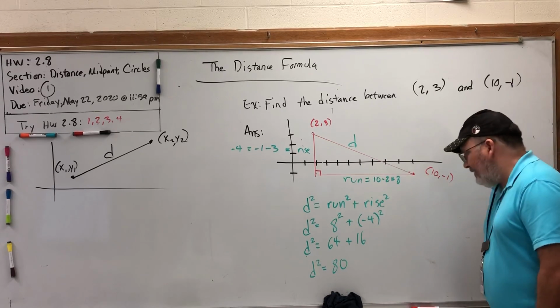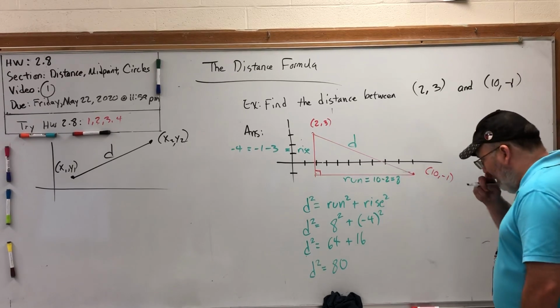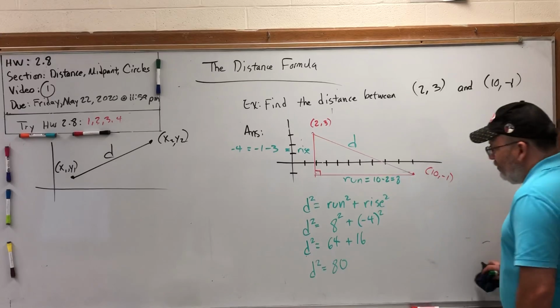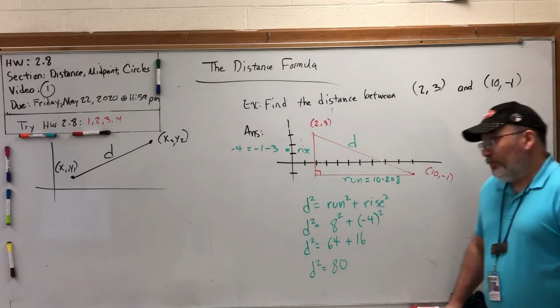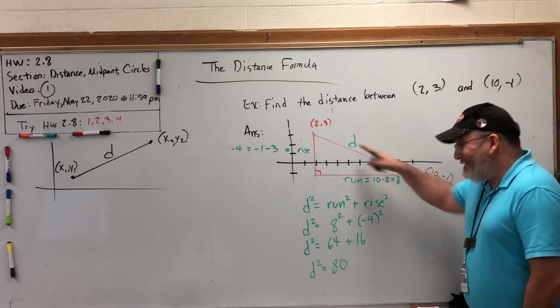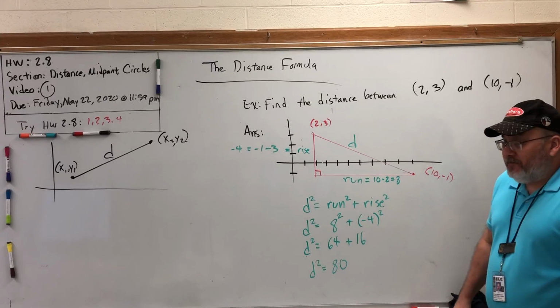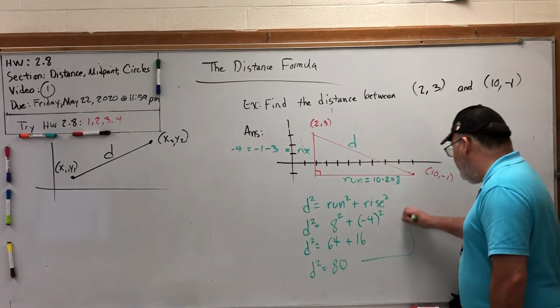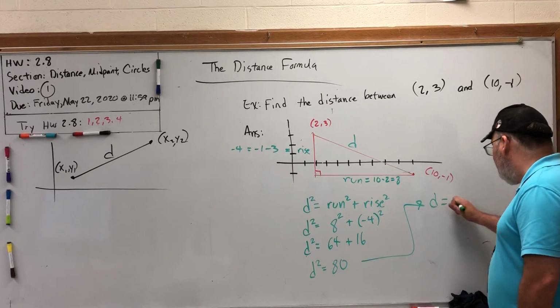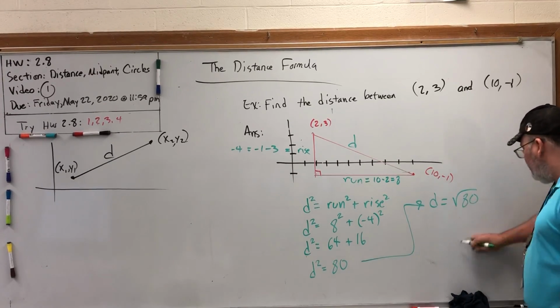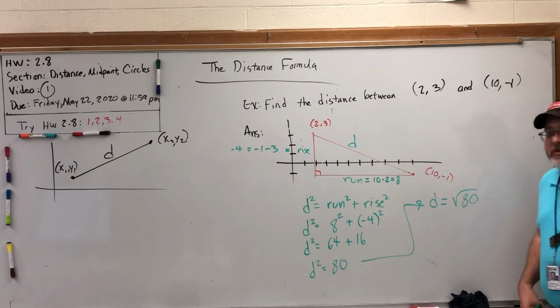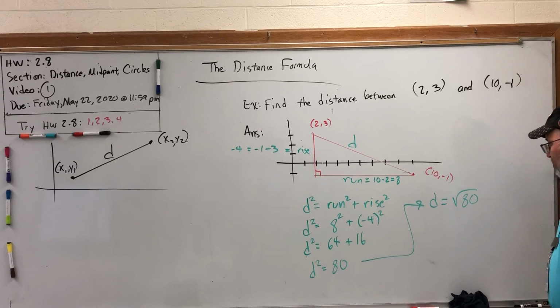Well, that's a quadratic equation. We know how to solve that. We can square root both sides. And normally I would say, and don't forget the plus minus, but distance is always positive. So when we square root this, we can just say the square root of 80. Now, if this were a homework question, it would not accept this answer as is, because answers like the square root of 80 are expected to be simplified.